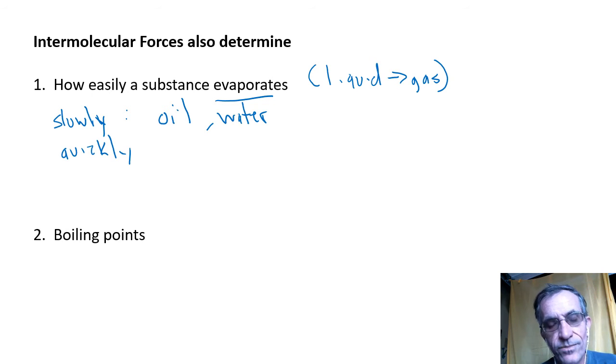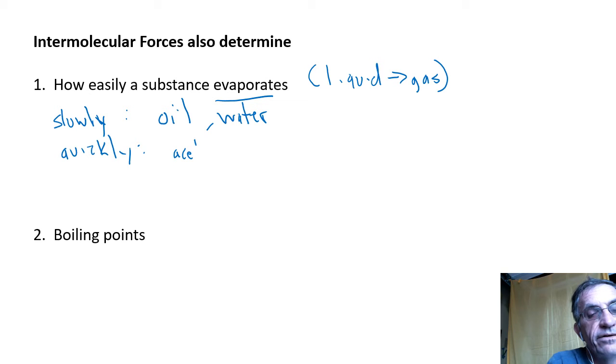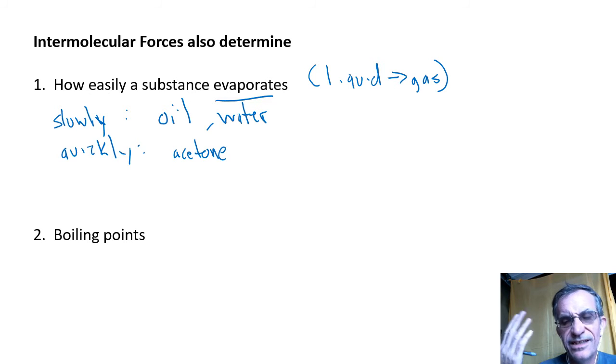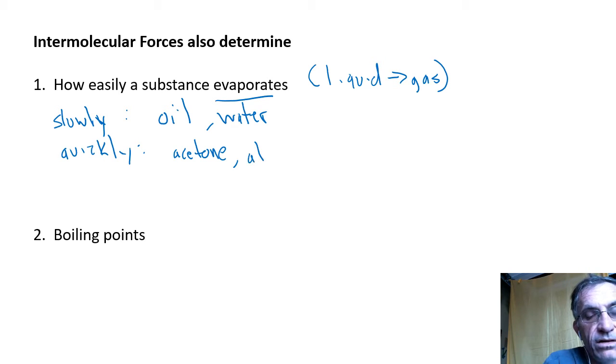floor for a while. Now, there are lots of things in the world that, on the other hand, evaporate quickly. An example or two would be acetone, which is fingernail polish remover. If you've ever used it, you know it evaporates right away when you put it on your fingers. Or even alcohol, like rubbing alcohol, which evaporates pretty quickly as well.